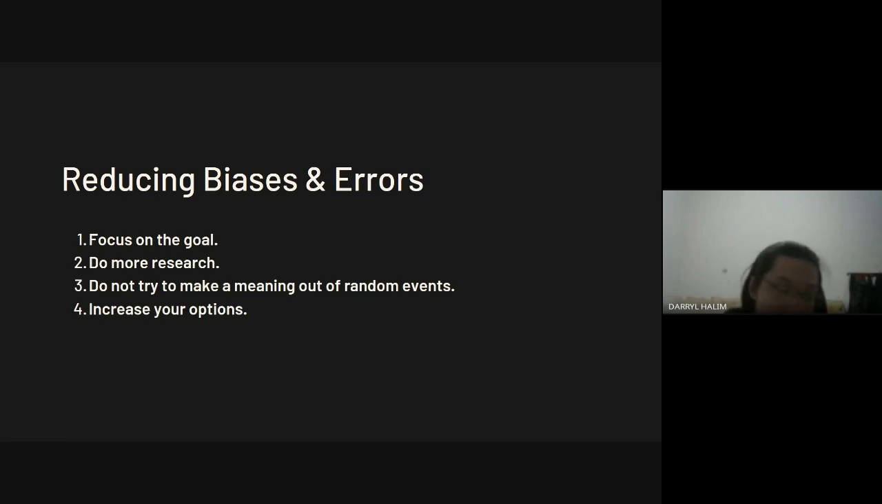Now, the third one is directly to counteract the randomness error. That is, don't try to make meaning out of random events. Just don't. And the fourth, sometimes you make wrong decisions because that's your only option. Therefore, before it is too late, increase your options, so you are not forced to choose that one option that is wrong.